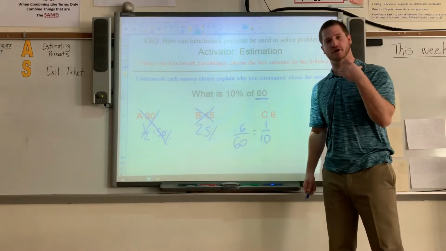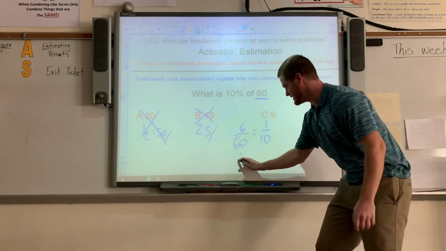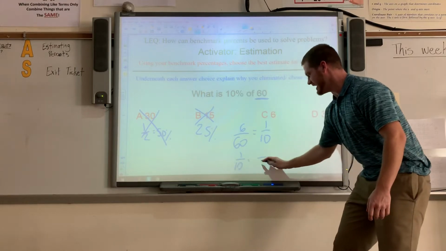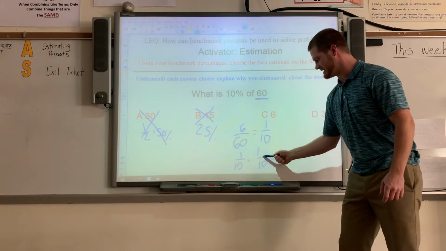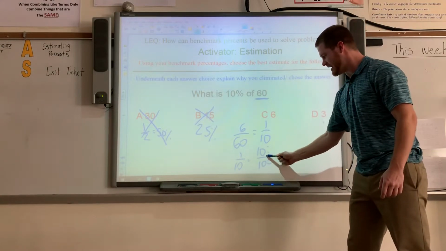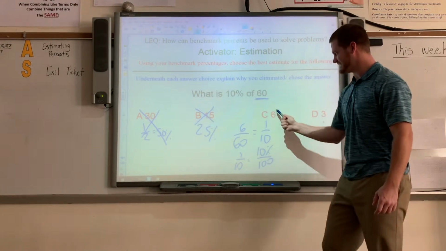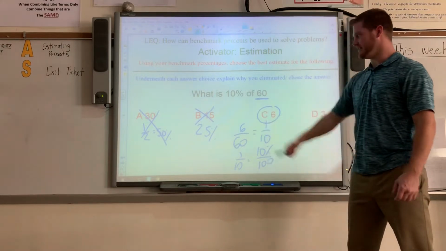Now remember, percent's always out of 100, so we change this 1/10 to be something out of 100. 10 times 10 is 100, so 1 times 10 is 10. So that means that 6 is 10% of 60.